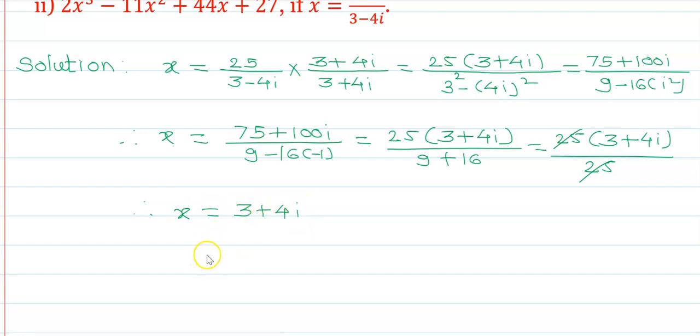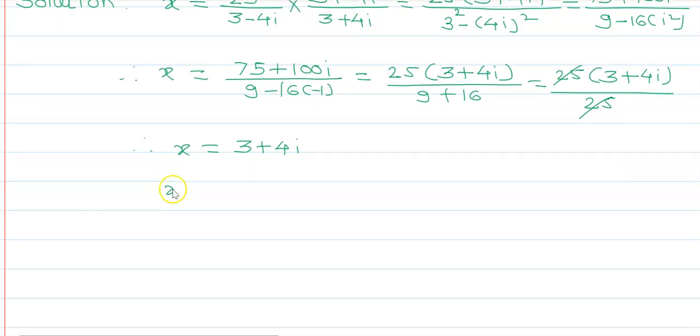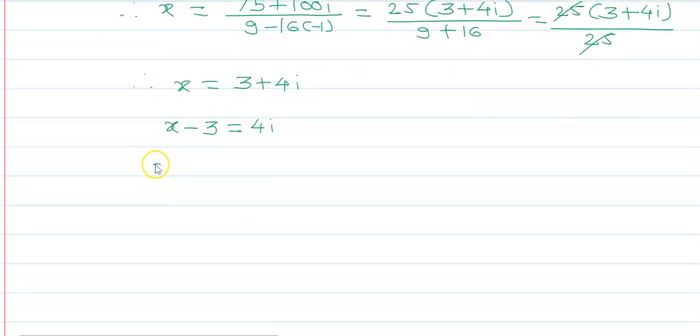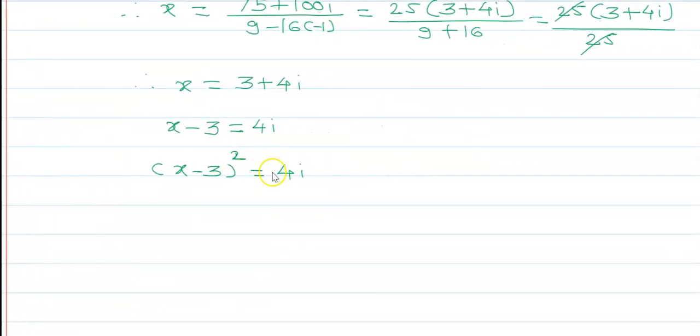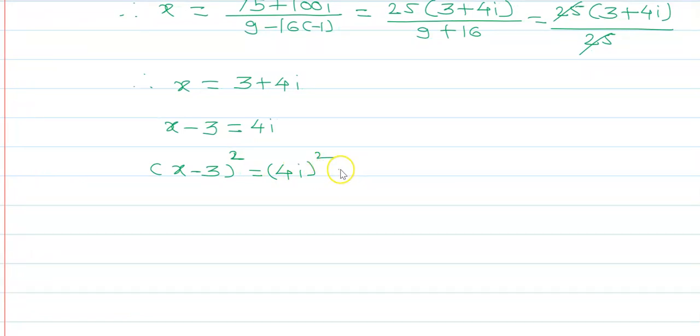Okay. आता पुढे evaluate करणार. 3 x कडे आणणार. That will become x minus 3 is equals to 4i. Squaring on both sides, then you will get (x minus 3) bracket square is equals to (4i) bracket square. 4i bracket square means what? 16 i square. i square is minus 1. So 16 into minus 1 is minus 16.